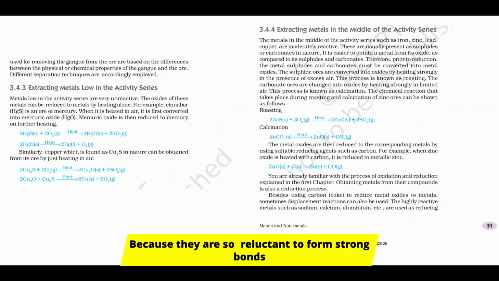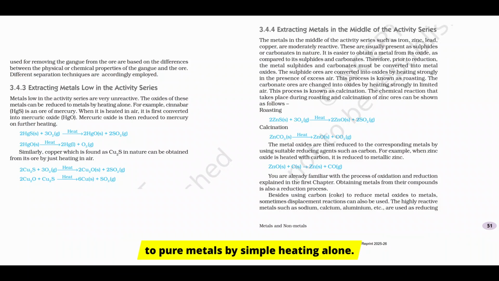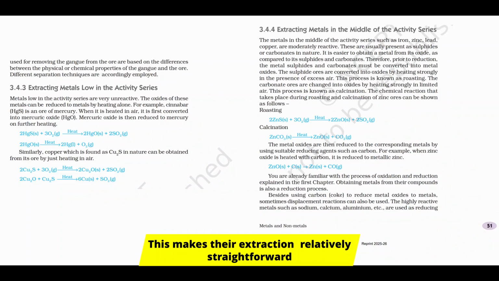Because they are so reluctant to form strong bonds with other elements, their oxides can often be reduced to pure metals by simple heating alone. No strong reducing agent needed. This makes their extraction relatively straightforward compared to their more reactive counterparts.